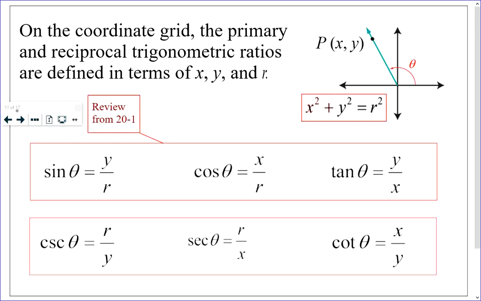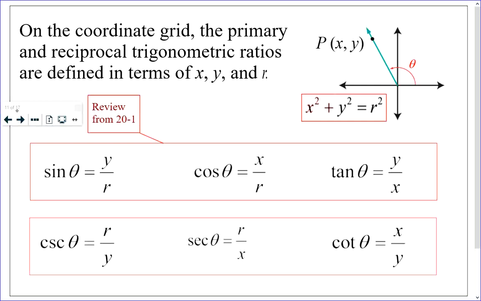Last year in Math 20, thank you for that, Ryan, you were taught about the definitions of sine of theta, cosine of theta, and tangent of theta for rotation angles on the coordinate grid. And obviously, as theta sweeps through different quadrants, x and y can take on different characteristics. They can be positive or negative. And that means sine and cosine and tangent can be positive or negative. And you're expected to know where they're positive and where they're negative.